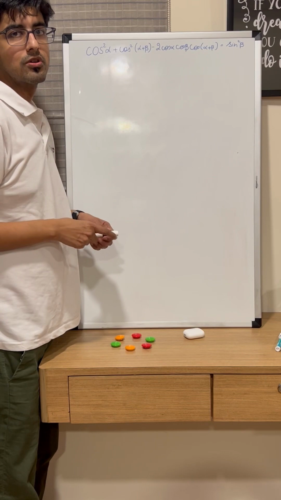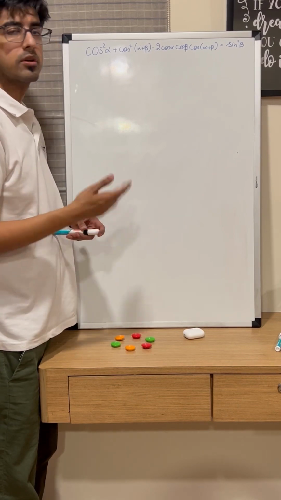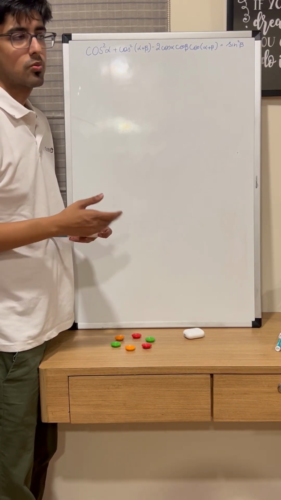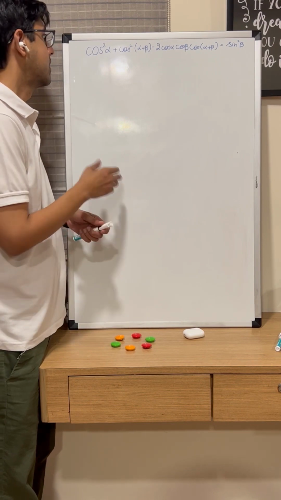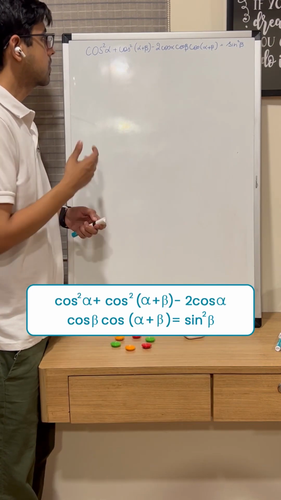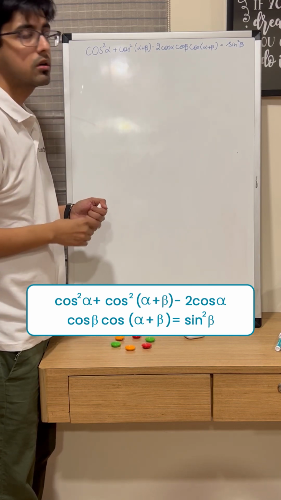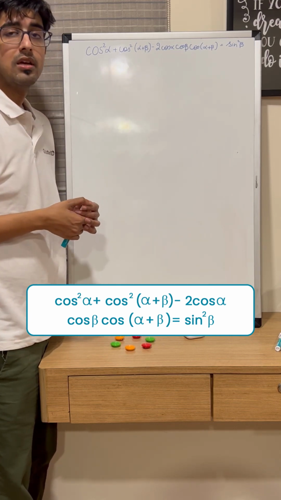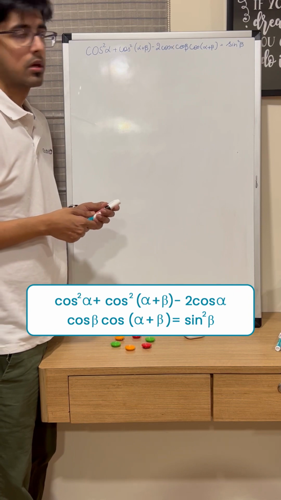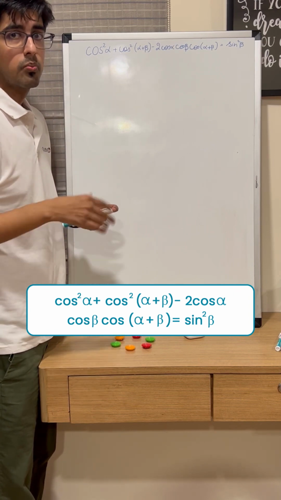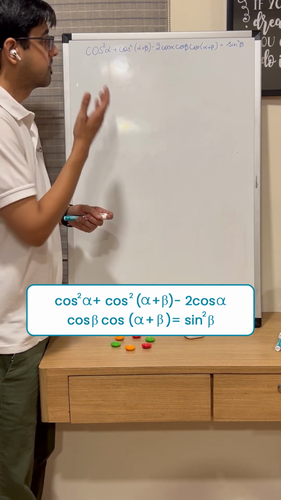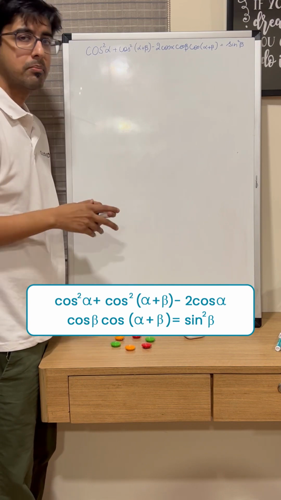In today's episode, let's look at a very interesting trigonometric problem that I came across while doing some JEE prep. The question goes as follows: cos square (alpha plus beta) minus 2 cos alpha cos beta into cos of (alpha plus beta) is equal to sin square beta. I would urge you to pause the video for a couple of minutes, try solving it, and then come back to the solution.